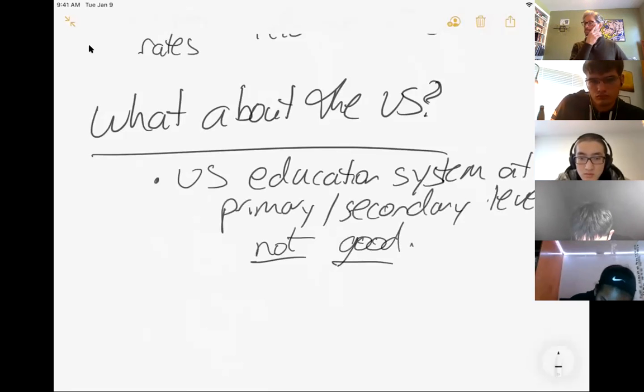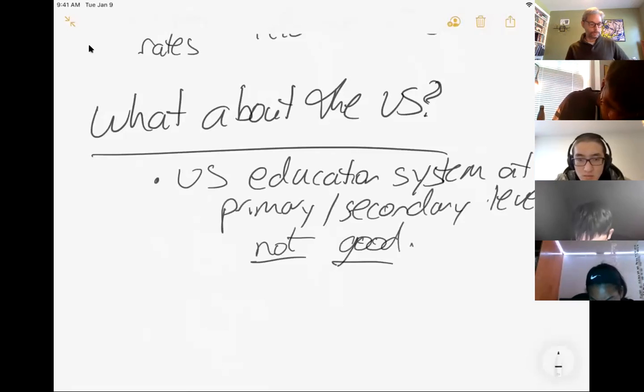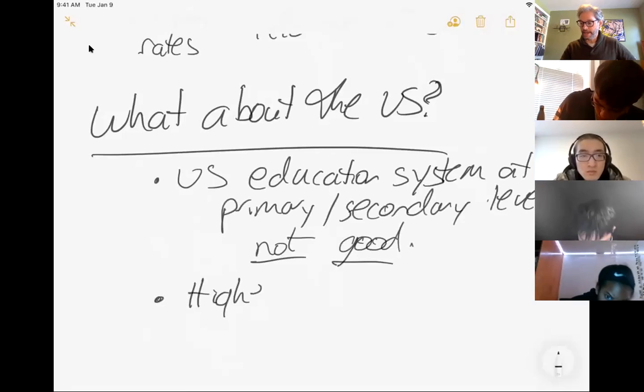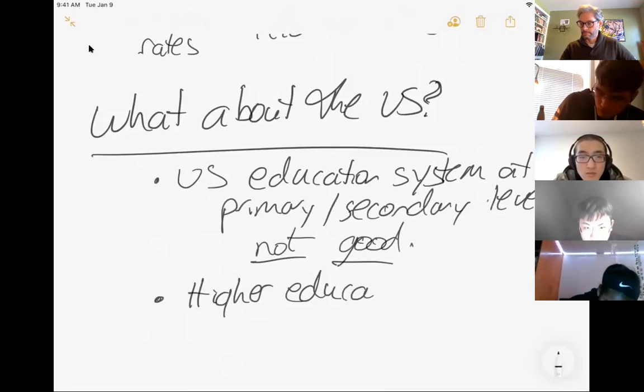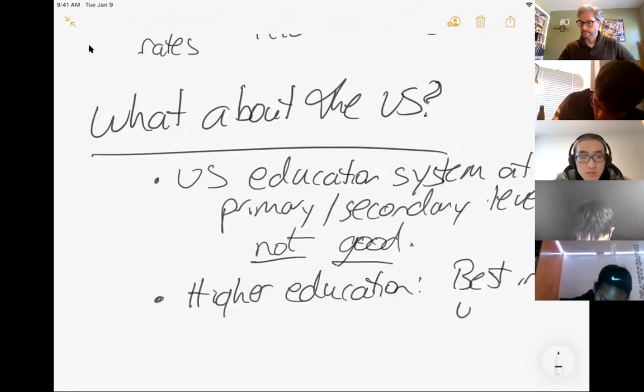I don't think there's really much that you can argue about this. The US educational system at the primary and secondary level is not good. Of course, in higher education, pretty clearly the best in the world. But in terms of secondary education, not really that great.